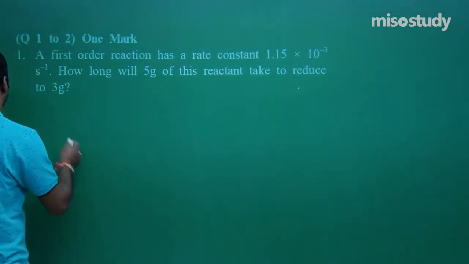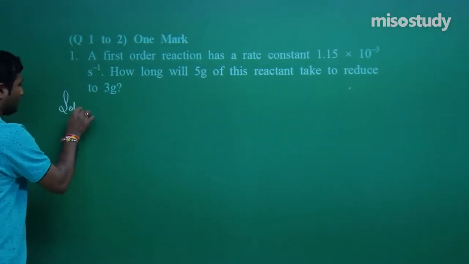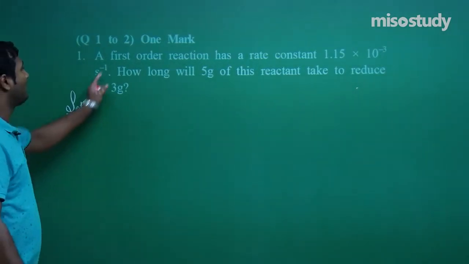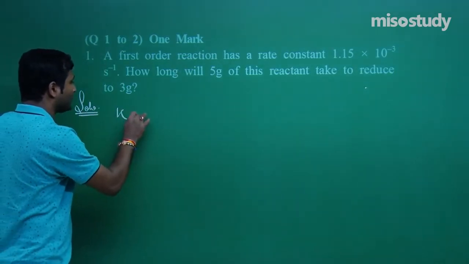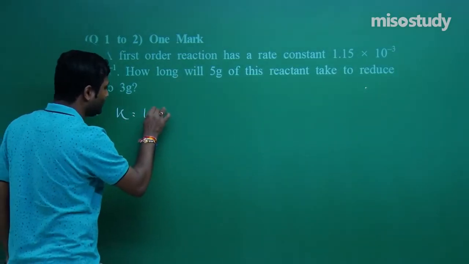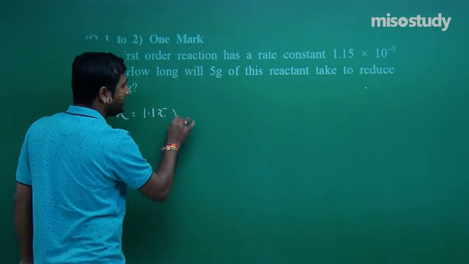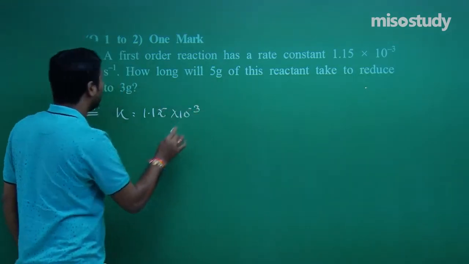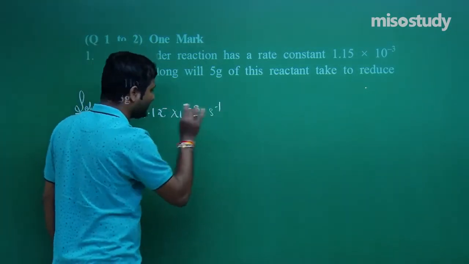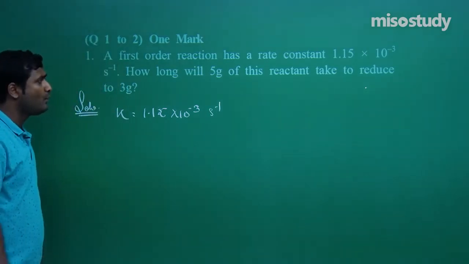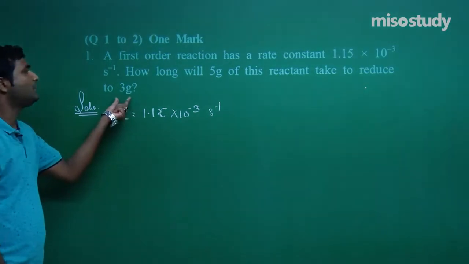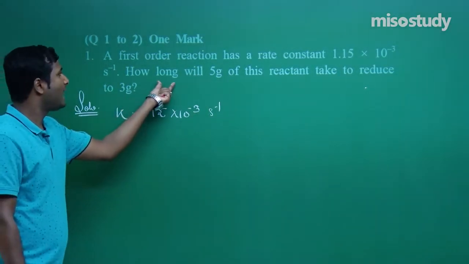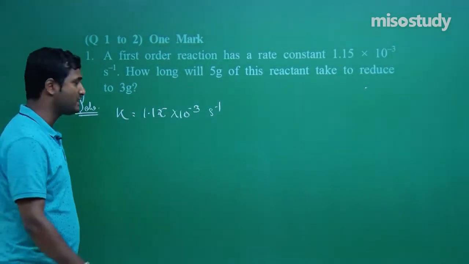Now, a first order reaction has a rate constant. What is given here? The value of the rate constant is 1.15 × 10^-3 per second. How long will 5 gram of this reactant take to reduce to 3 gram? Again I am repeating, how long will 5 gram of this reactant take?